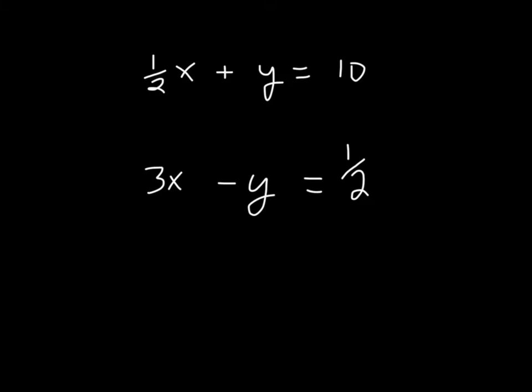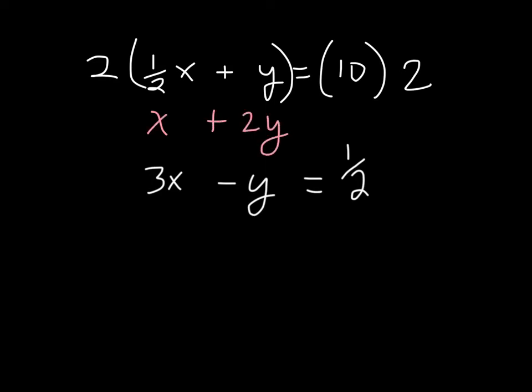To clear that 1/2 out, you would multiply both sides of the equation by 2, because 2 will clear the fraction of 1/2. After the multiplication, you'll have 2 times 1/2, just 1x, 2 times y plus 2y, 2 times 10 equals 20. This is in standard form. The value of a is 1, the value of b is 2, the value of c is 20.